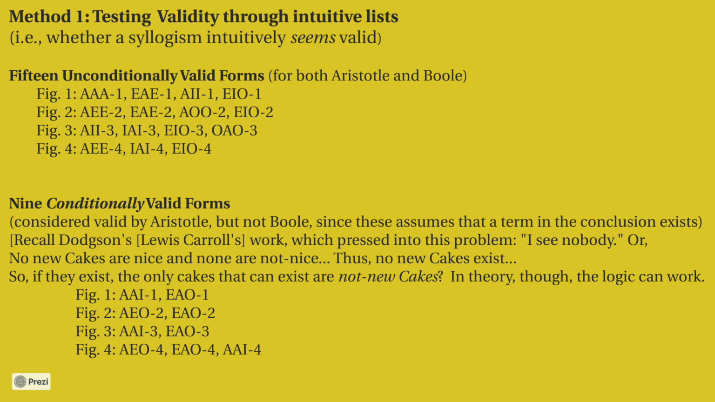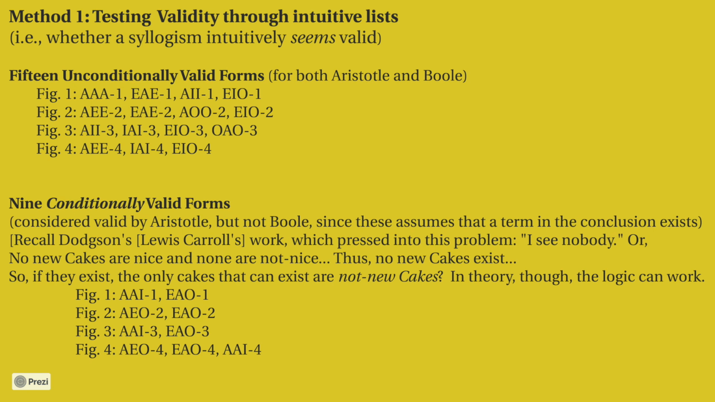So these nine forms do give us valid arguments, but they cannot always guarantee that we are speaking of actually existing things. Nevertheless, the conclusion does follow from the premises. So if we are dealing with a first figure arrangement, if the argument comes in the form AAI or EAO, then we can add this to the list of valid forms.